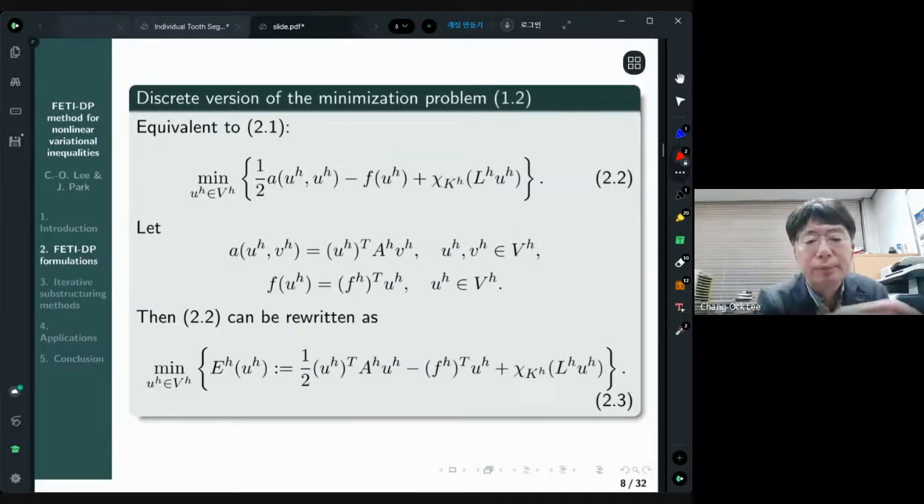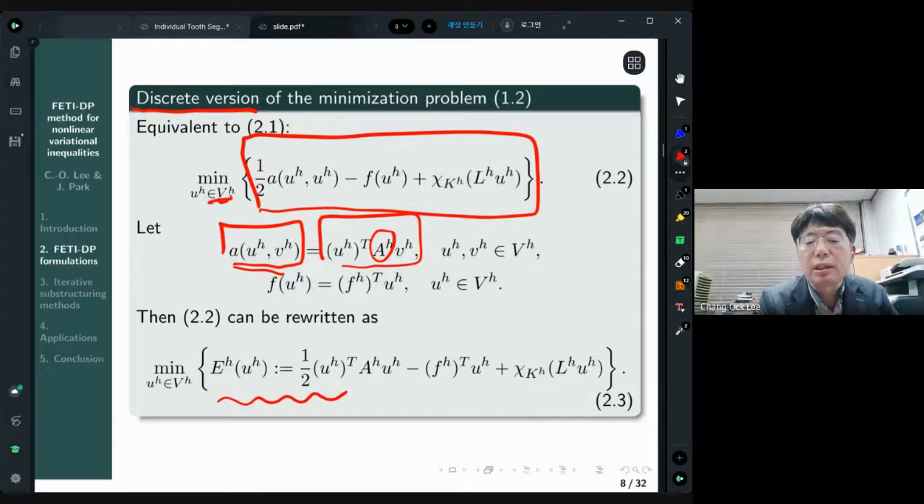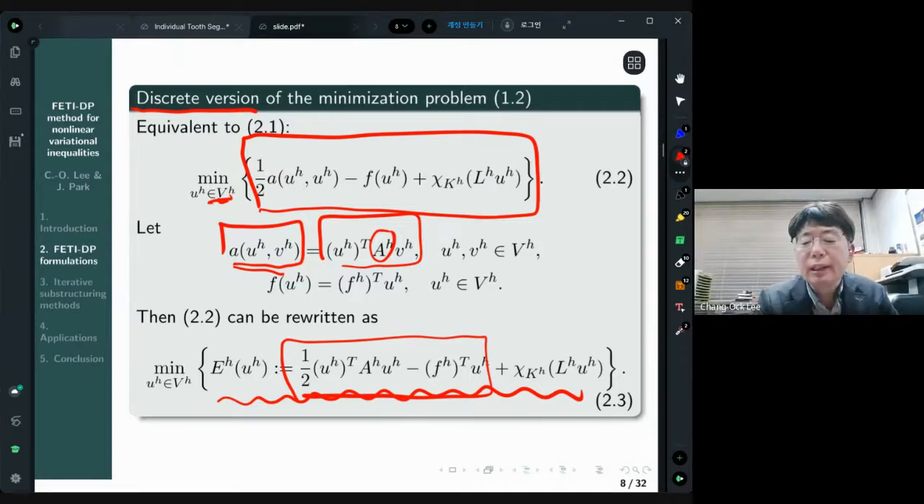And now we consider the discrete version of the minimization problems. So now we consider minimization of these problems in discrete space. Okay. So the bilinear form is now expressed as some vector functions and the matrix. So we're going to minimize these functionals, and this first part is very standard in elliptic PDE, and this is the nonlinear term. So if LH UH is in KH, then this is 0, and otherwise it becomes infinity. So we're going to minimize this functional when UH is in VH.